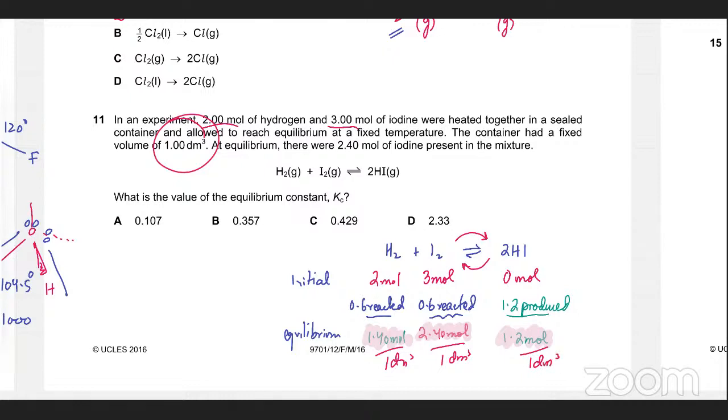And then you use these values in the expression for Kc. The Kc expression would be the product concentration, which in this case would be HI concentration, squared, divided by the concentration of H2 and I2. So it's going to be 1.2 squared over 0.4, but that is not the answer. At the bottom, it's going to be 0.4.